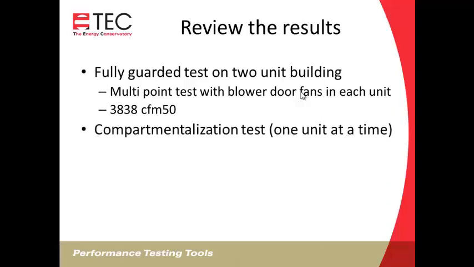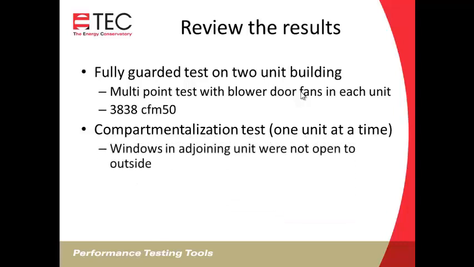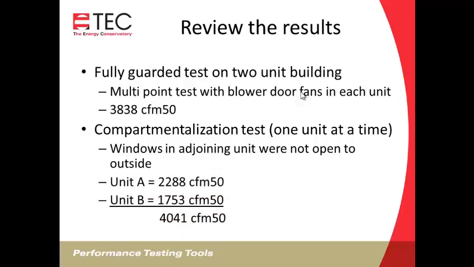And then we did the compartmentalization test, where we did one unit at a time to figure out what the compartmentalization leakage was. In this test, we did not open windows to the outside in the adjoining unit, so we didn't have 50 pascals across each wall during the test. So here were our results. In Unit A, we had 2288 CFM at 50.